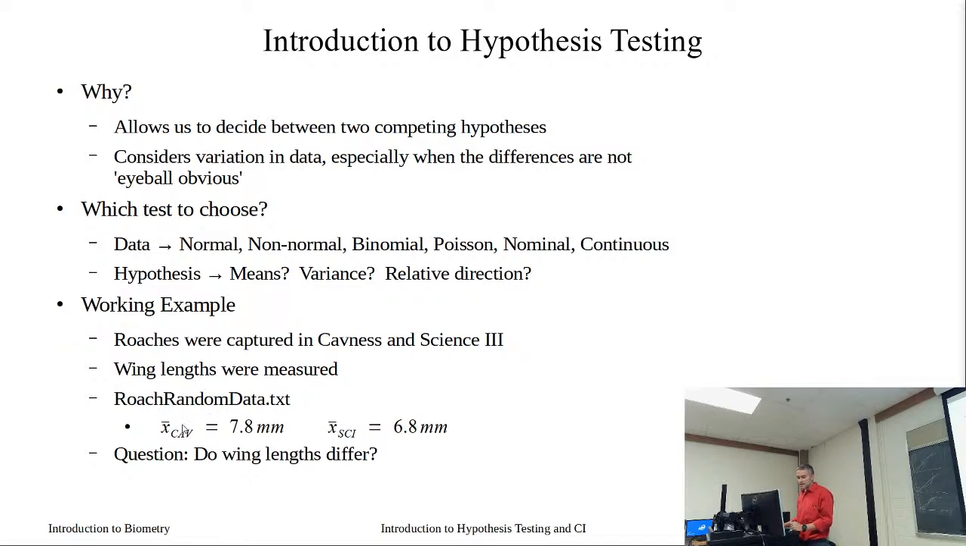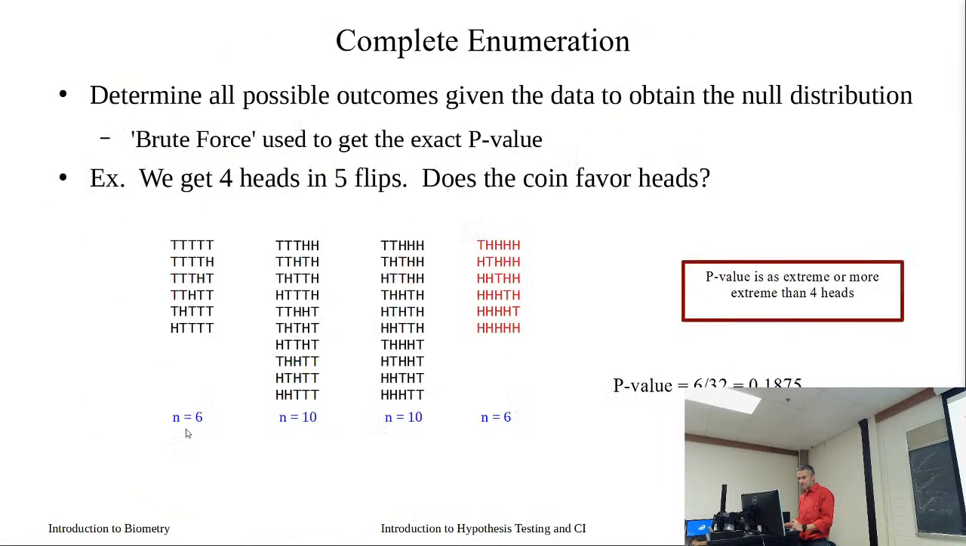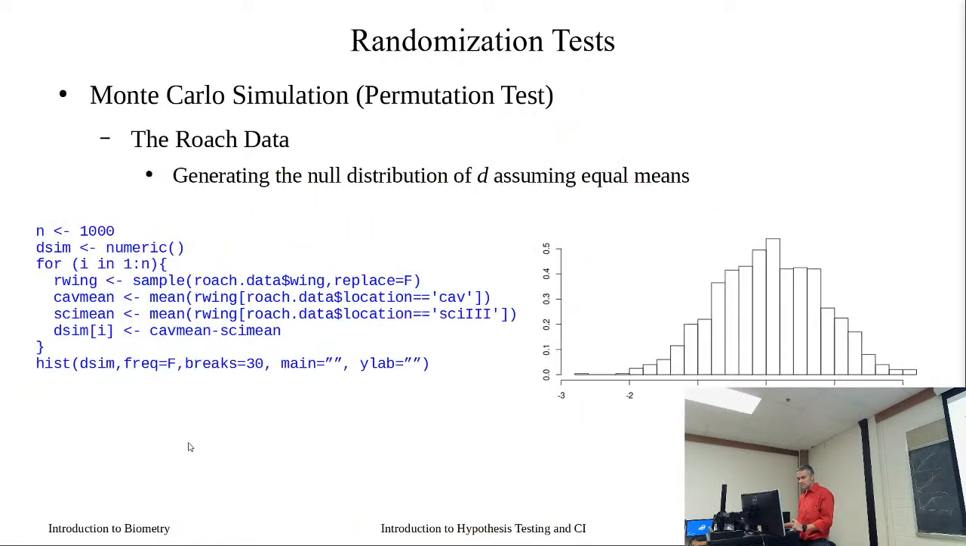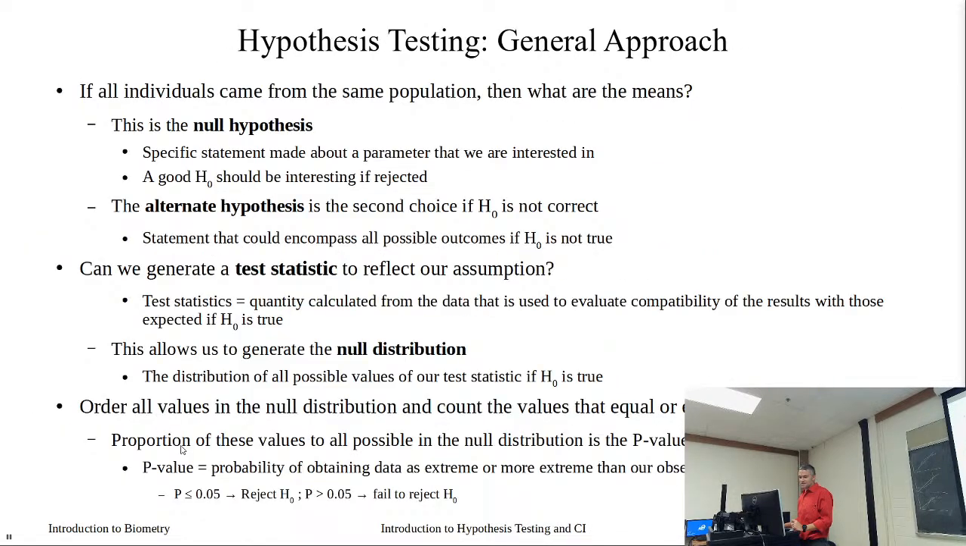All right. The data here are in roach random data.txt. All right. I think. Yeah, it's on there. I'm just looking to see. Yeah, it's on roach data.